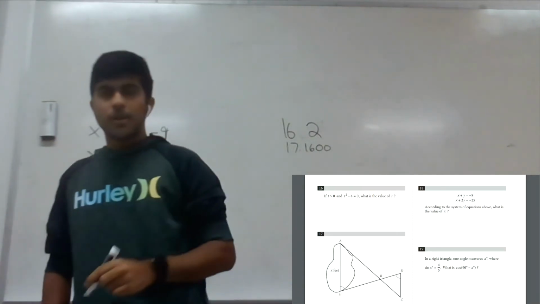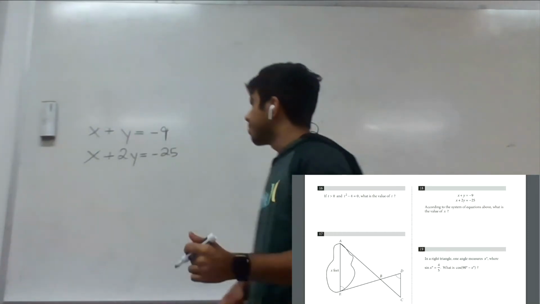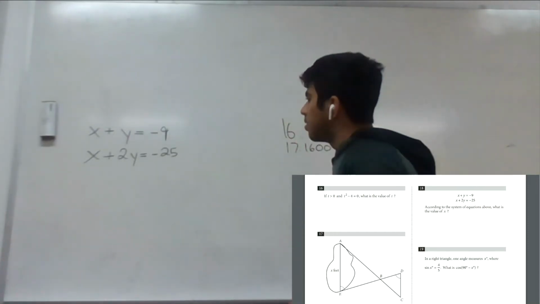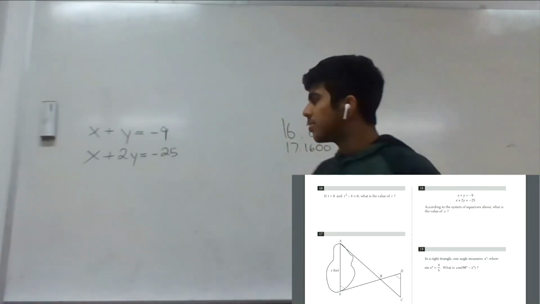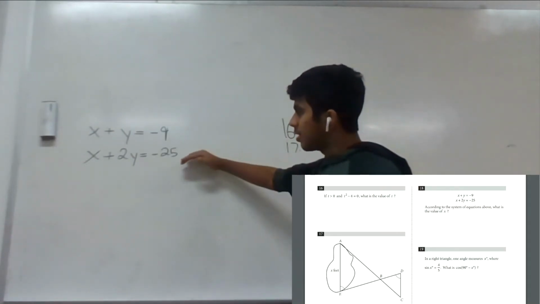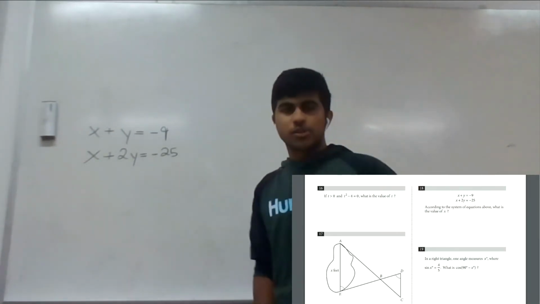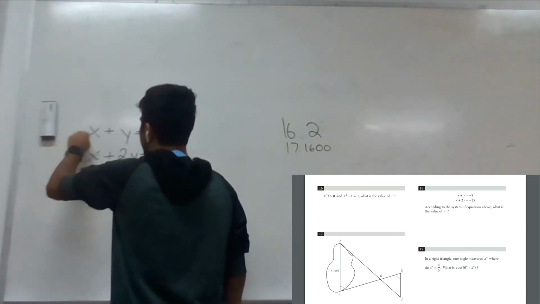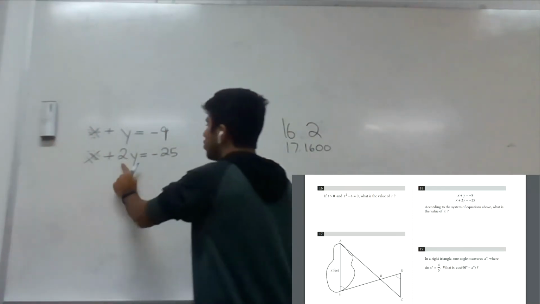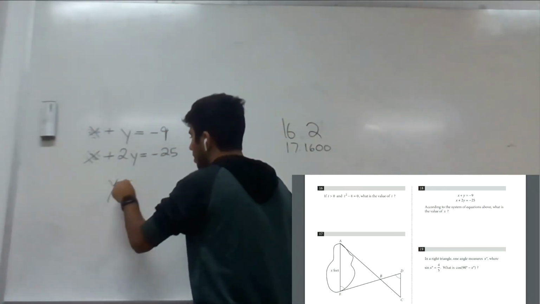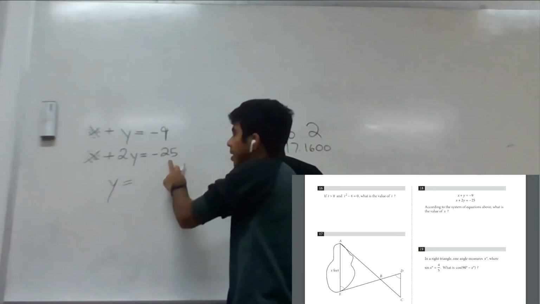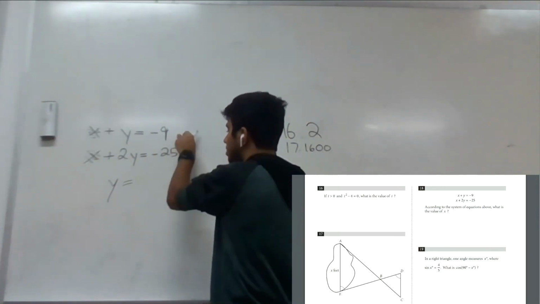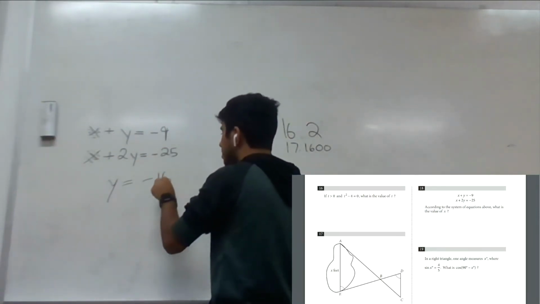And we're trying to find x here. So one of the obvious things I can do is let's do the second equation minus the first equation, because that way this and this cancel out, right? And then we get 2y minus y, which is y. And we get -25 minus the -9, so -25 plus 9, -16.